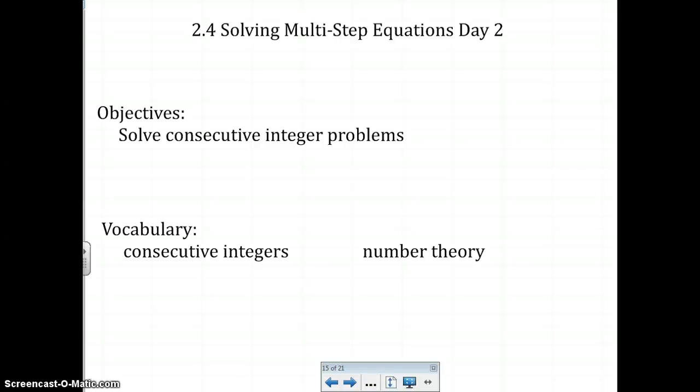Welcome to Solving Multi-Step Equations Day 2. Today we're going to take a look at solving consecutive integer problems.